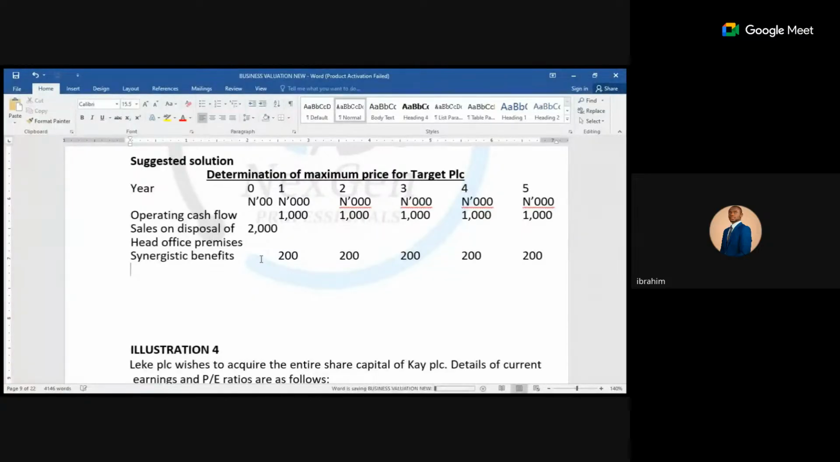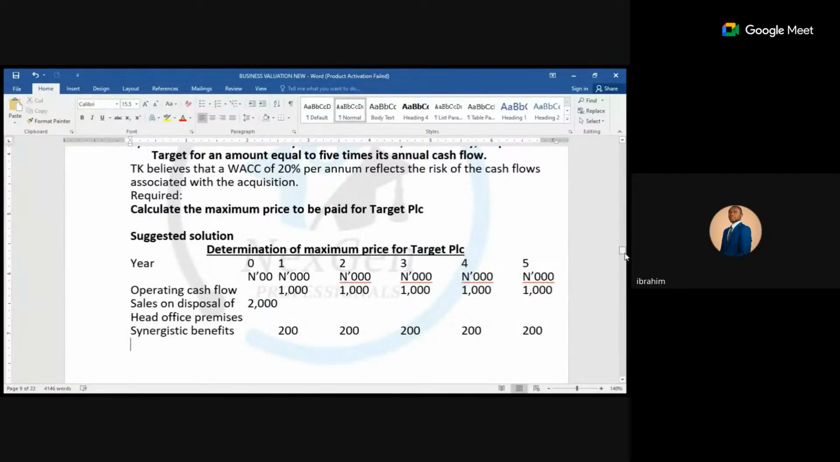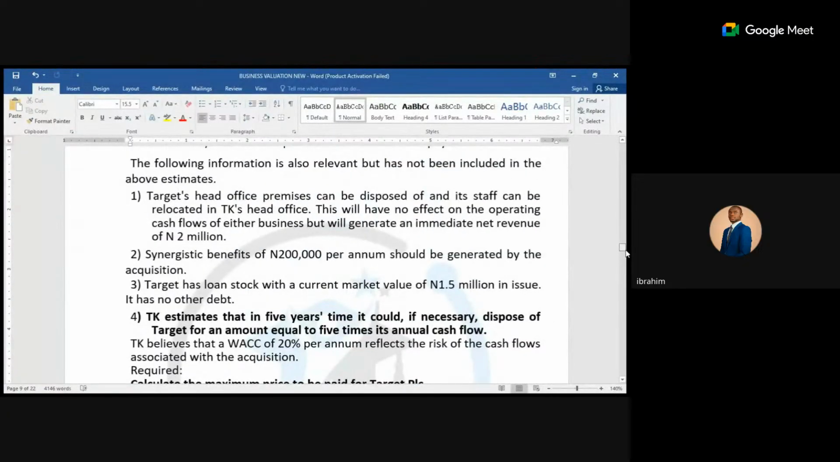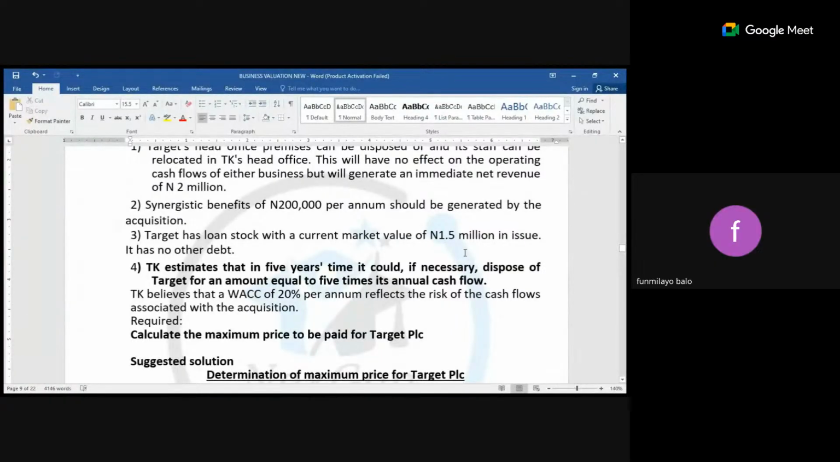What are other relevant cash flows? What do we have again? Is there any other cash flow? Is the loan stock a cash flow? No, you ask us what we have again. It is a debt now, right? So this is the debt they have. It is not part of the cash flow that we need to consider here when it comes to acquisition, but we'll still consider it as we move.